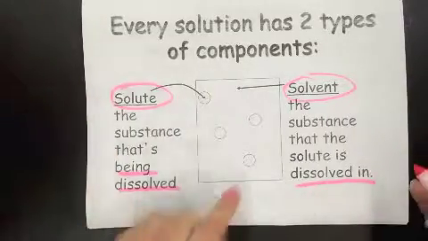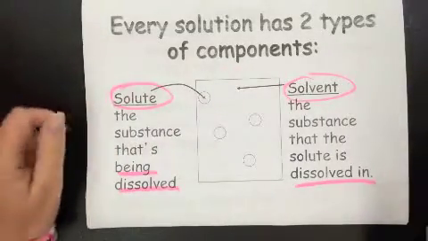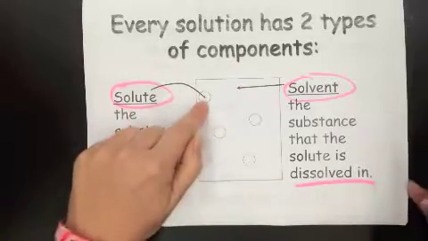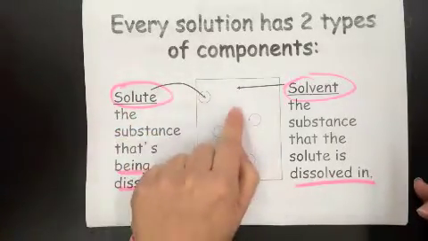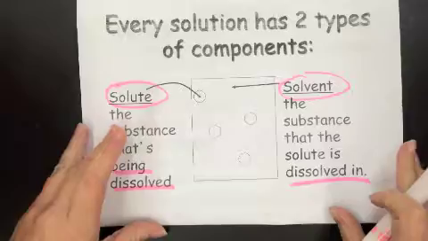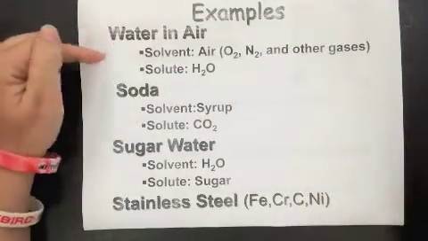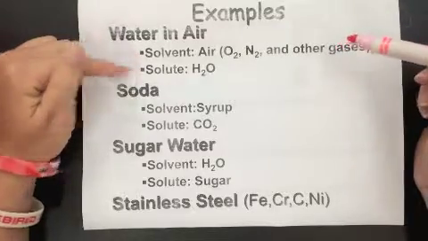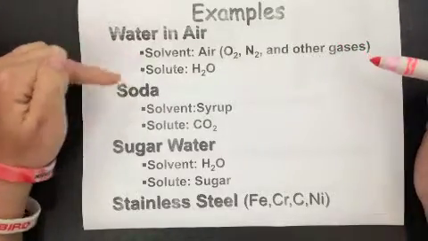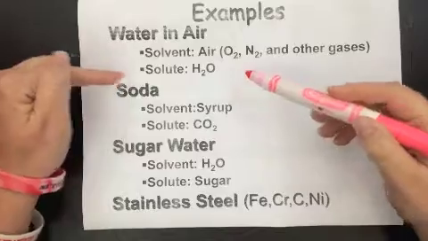So for instance, if this were a cup of salt water, the salt would be the solute because that's what's being dissolved, and the water would be the solvent. Here are some more examples. Water and air. The solvent is the air, the solute is the H2O, because water vapor is mixed in with the air.